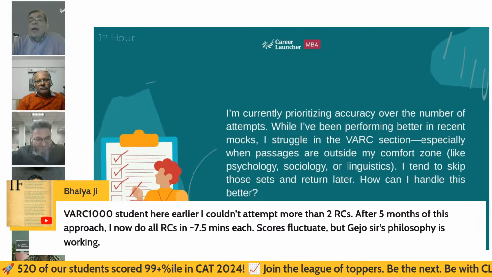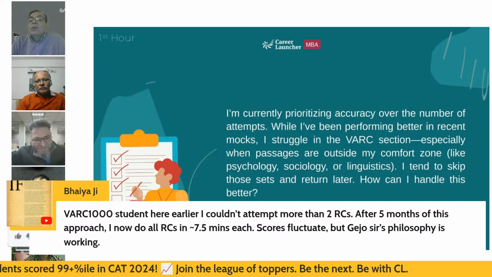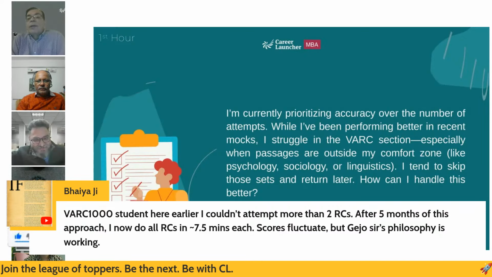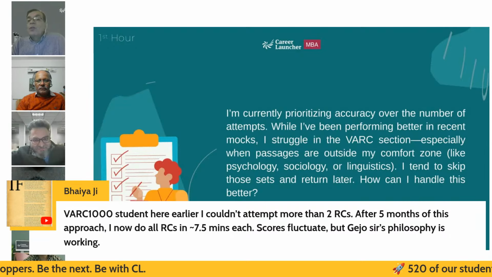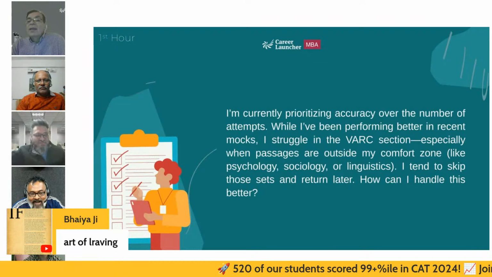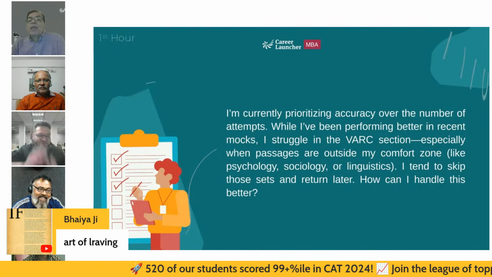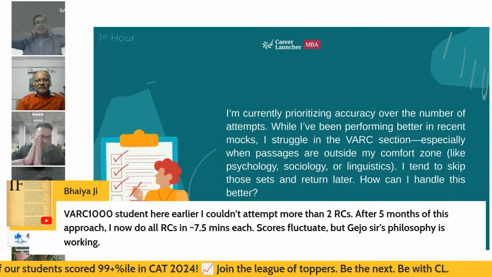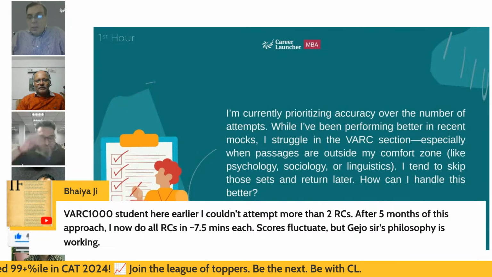The student from VRC thanking you. He couldn't do more than 2 RCs earlier, but now he's able to do a RC in about 7.5 minutes each. And he says Jijo's philosophy is working, about the art of leaving. Okay, I think it's the art of leaving, there's a spelling mistake. Okay, thank you so much. All right. Okay, chalo, bye.